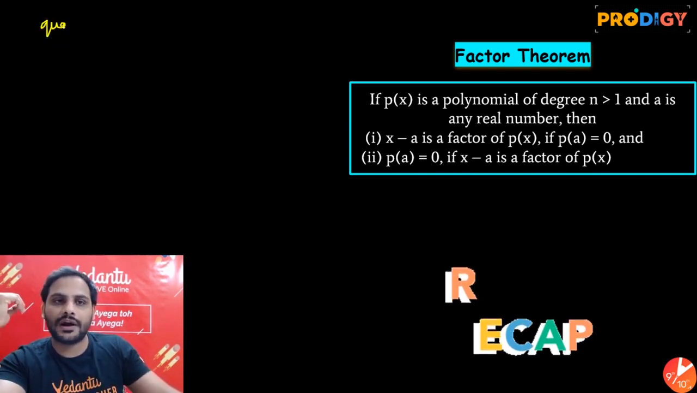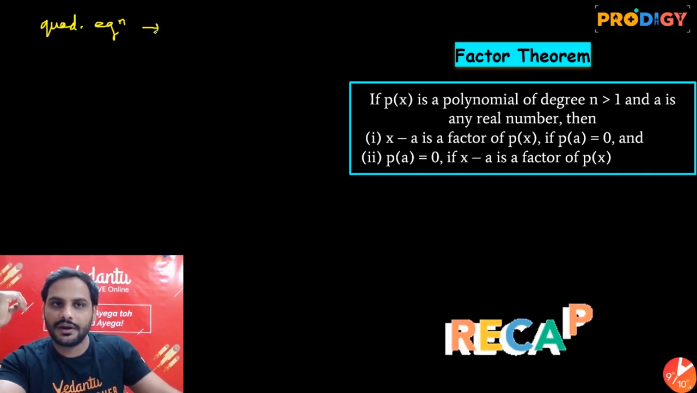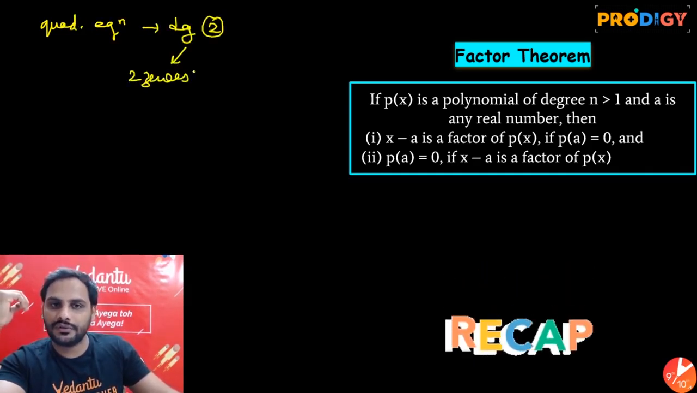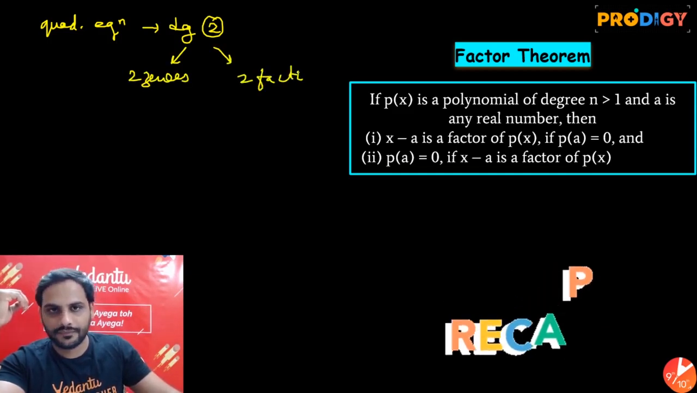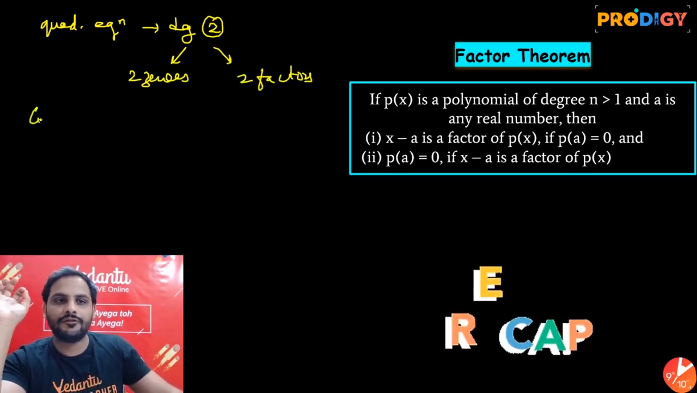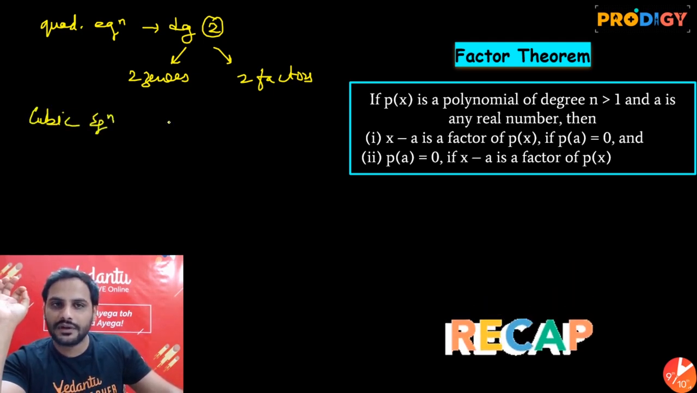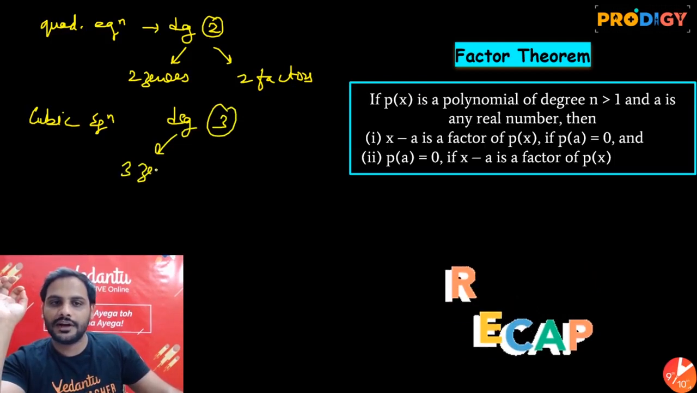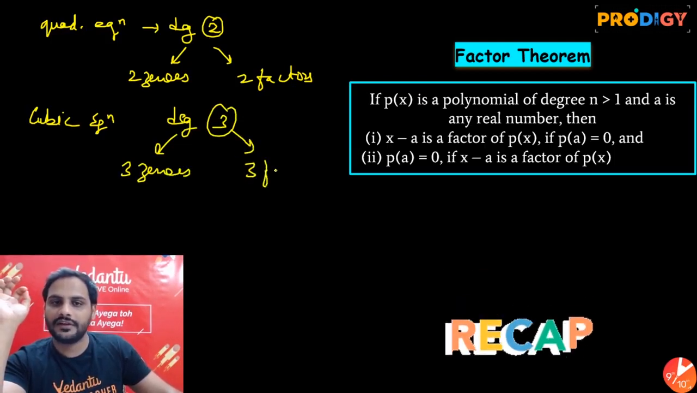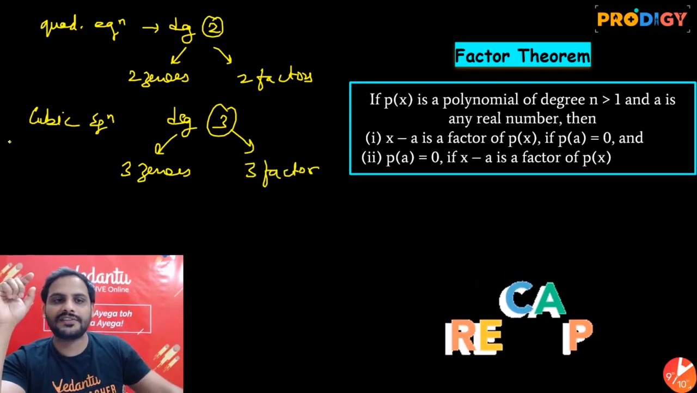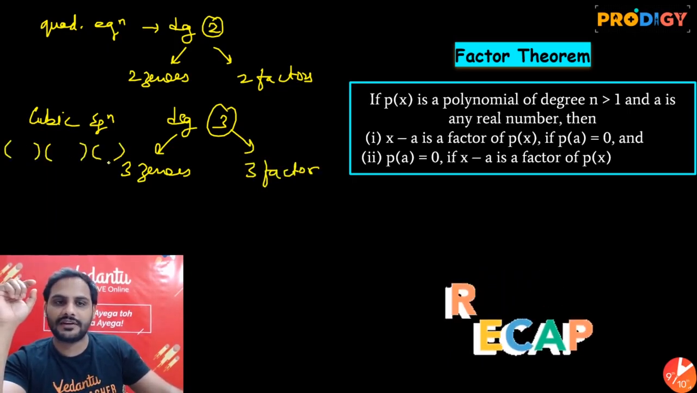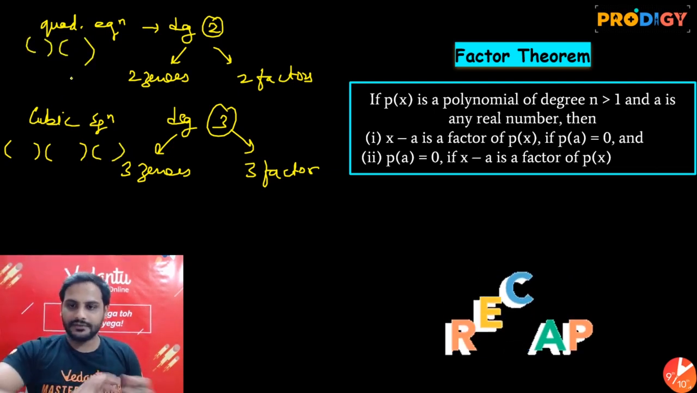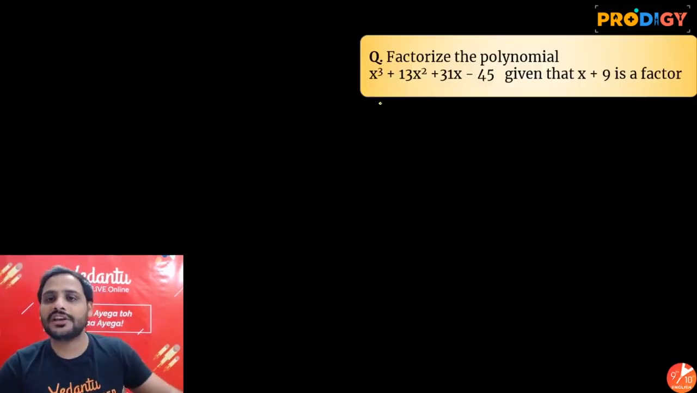In your syllabus, if I have a quadratic equation, its degree is 2, so it will have 2 zeros and 2 factors. If you talk about a cubic equation, cubic means degree 3, so it will have 3 zeros, and if it has 3 zeros, it has 3 factors. So a cubic equation is made by multiplication of 3 factors, and a quadratic equation by multiplication of 2 factors.